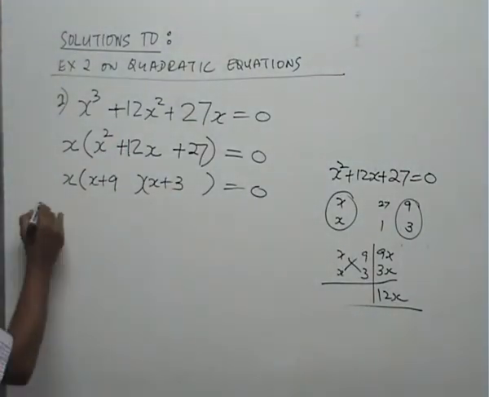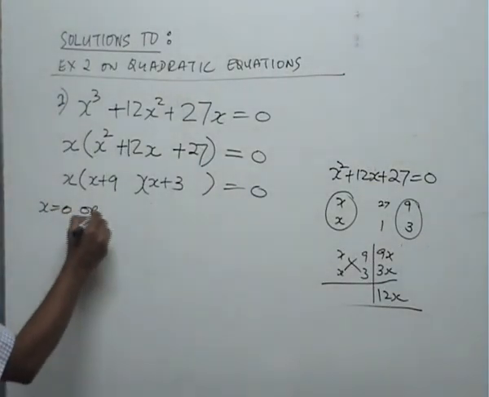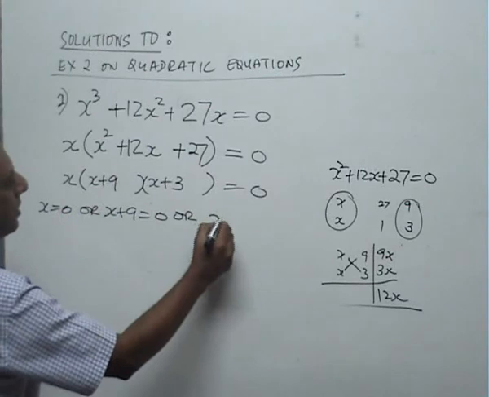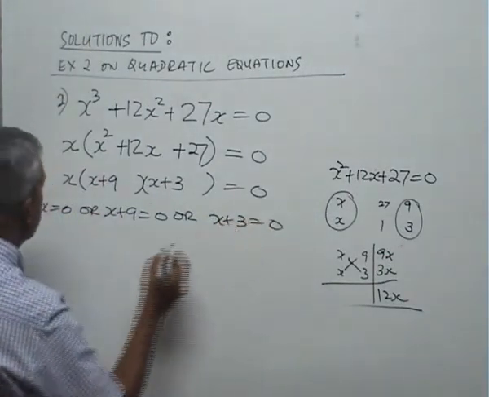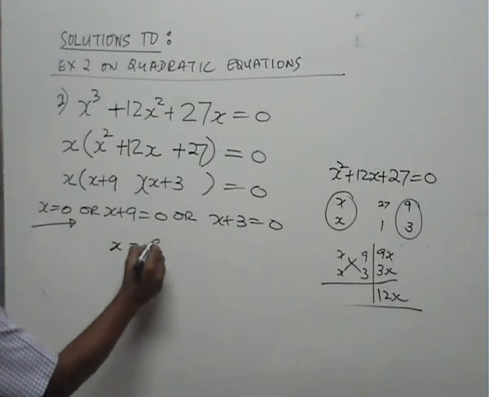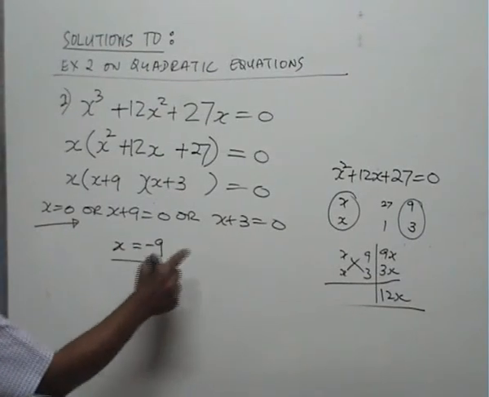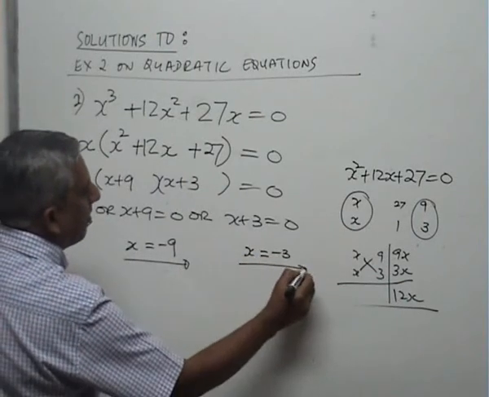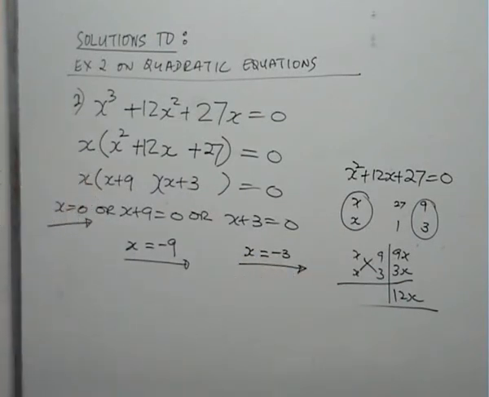And then you're going to make each one equal to 0. X is equal to 0, or x plus 9 is equal to 0, or x plus 3 is equal to 0. So this one is already solved. This one becomes x is equal to minus 9, and here x is equal to minus 3. So that's the solution for number 2.